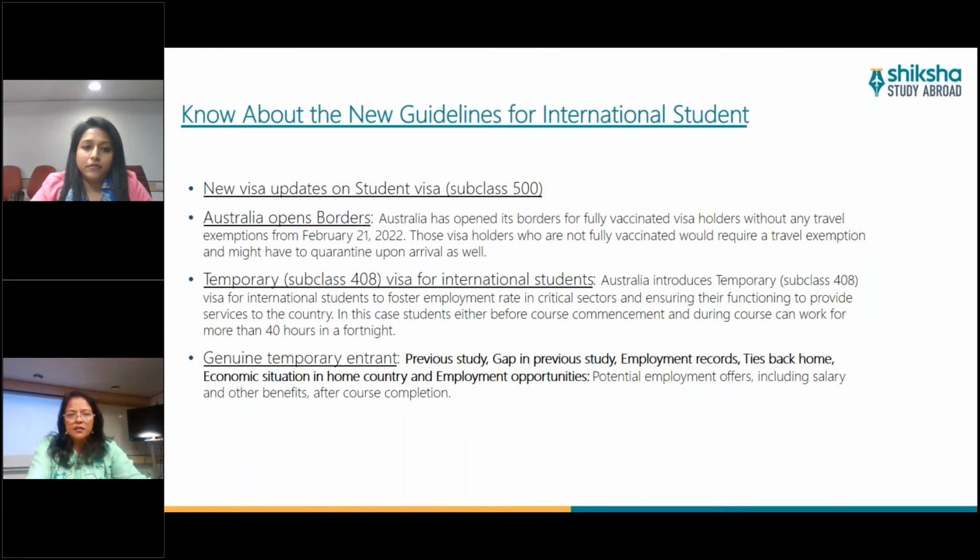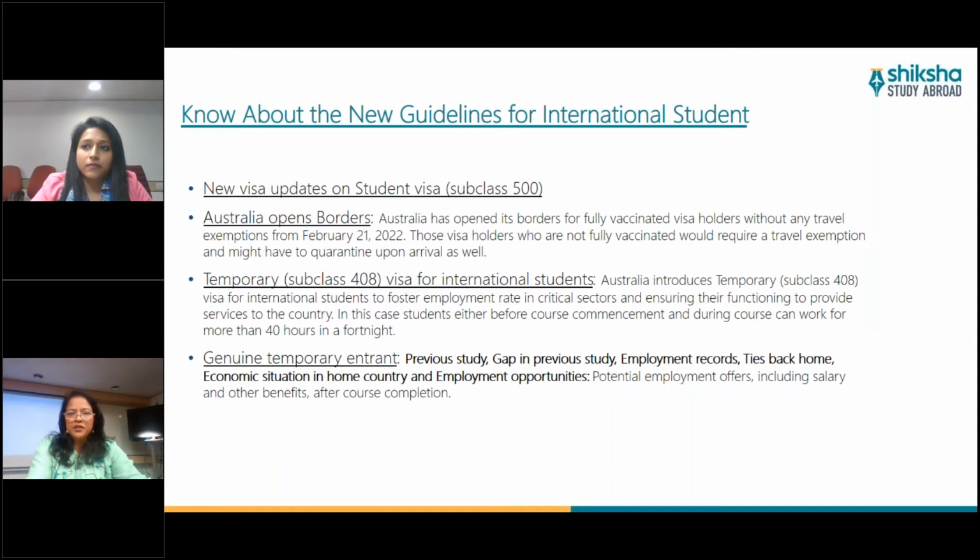Under this category, students can join employment opportunities in the critical sectors, and they can even work more than 40 hours in a fortnight. The most important aspect which I would like to address here is the genuine temporary entrant. This is a key element when it comes to the student visa for Australia. It is important to understand that previous study needs to be related to your career progression.